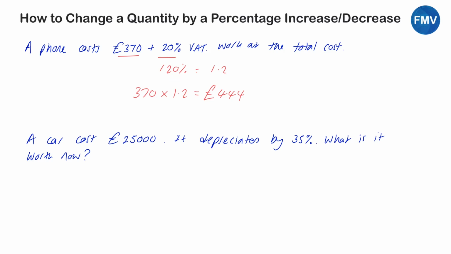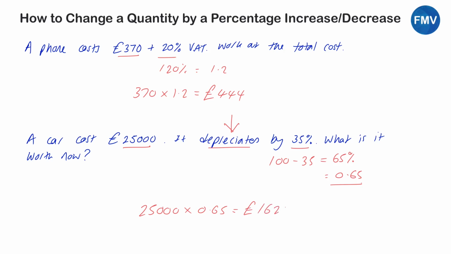I divide by 100 because percent is out of 100. Okay, the next question. A car costs £25,000. That's my 100%. It depreciates. That means it goes down, not up. So I am taking away 35%. So now I've got 100% minus 35%. That gives me 65%. So 65 divided by 100 is 0.65. So that is my multiplier. So here goes. We've got 25,000 multiplied by 0.65. And we're left with the car being valued at £16,250.